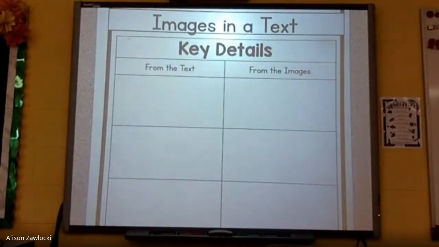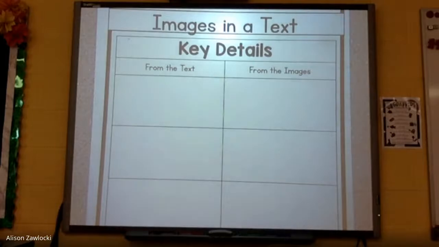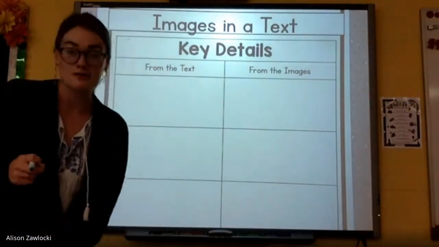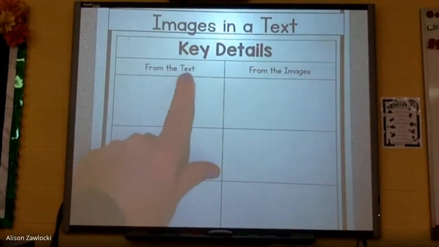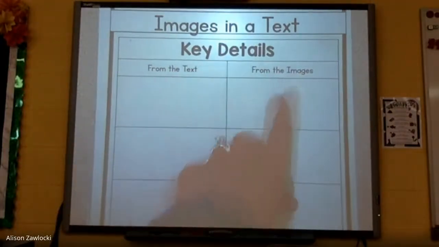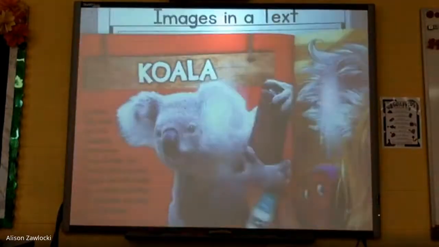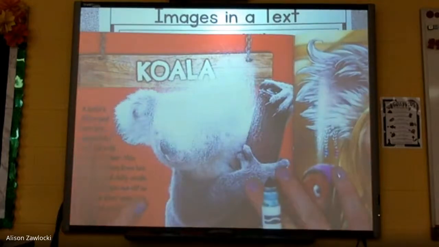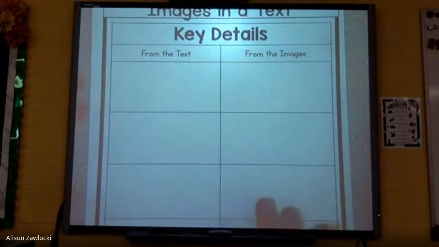But we're going to fill out a graphic organizer, and this says images in a text. So we have pictures in a text and a nonfiction text. Nonfiction, is that fake or real? Nonfiction is real. Very good. True things. So we are going to write what we learned from the text and what we learned from the images. So let's choose the koala. And remember, it says, the koala's big round ears are completely covered with fuzzy, oily hair. What did we learn just from the text? Not the pictures, just the text.